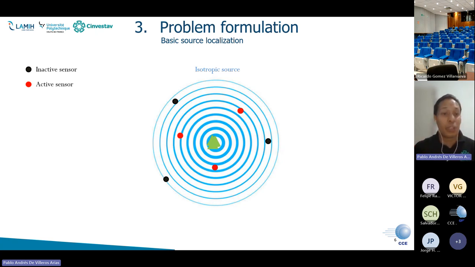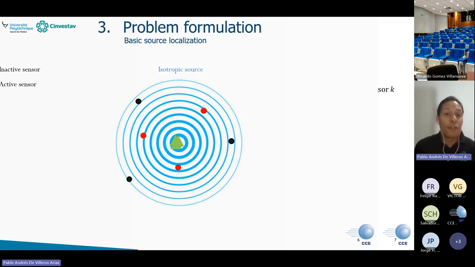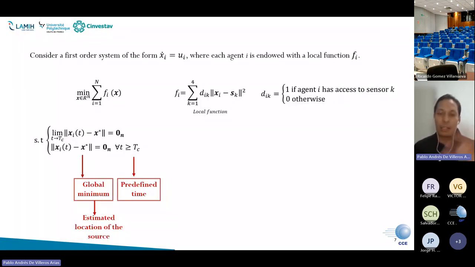So this is just an approximation. We can translate that in a mathematical form. Let's consider a first order system. The agents have a first order dynamics. And the idea is to minimize, as I told you before, the sum of the local functions.